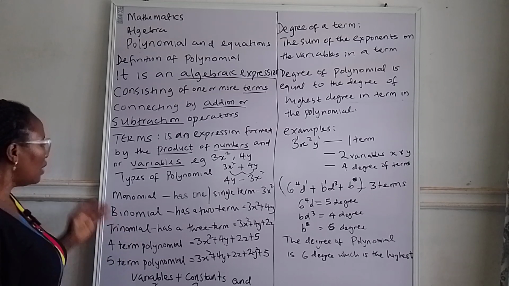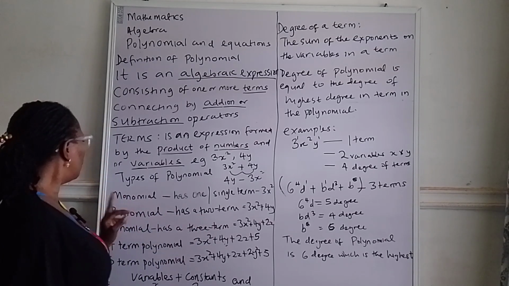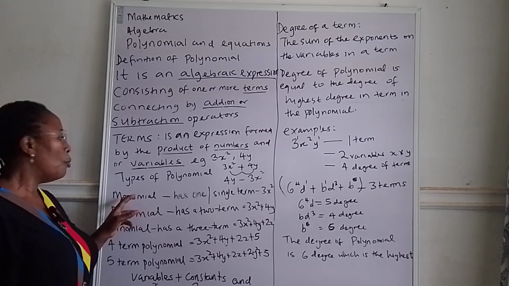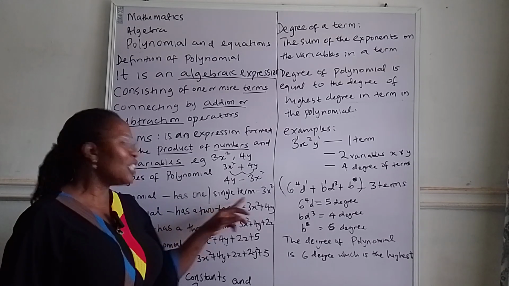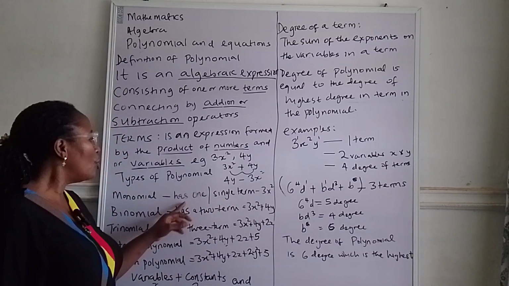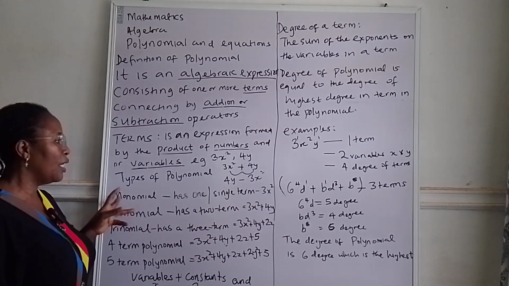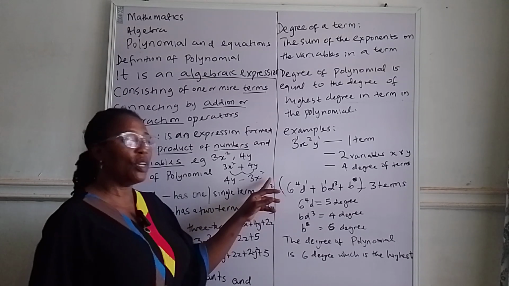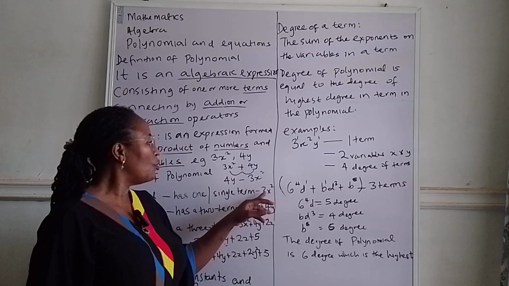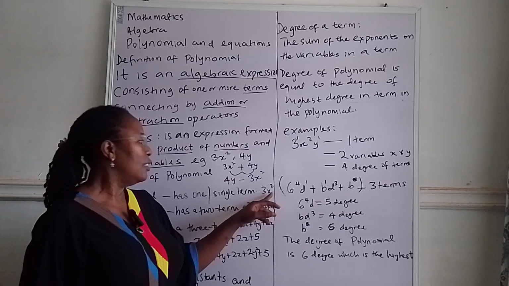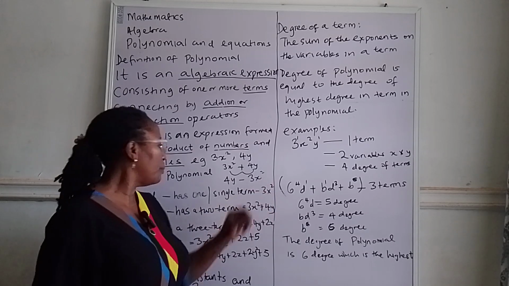Yes. Now, we have different types of polynomial. We have monomial. A monomial is a polynomial that has one or single term. That is a monomial. An example of that is 3x squared. It's just a term. The term is a product of a number and a variable. That's 3 multiplied by x squared.